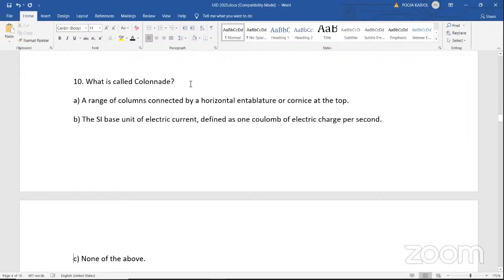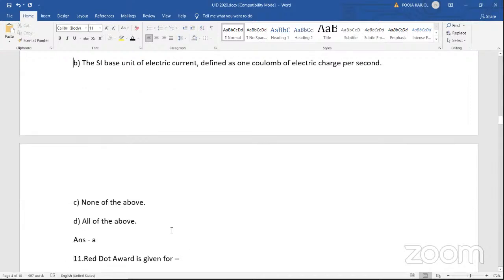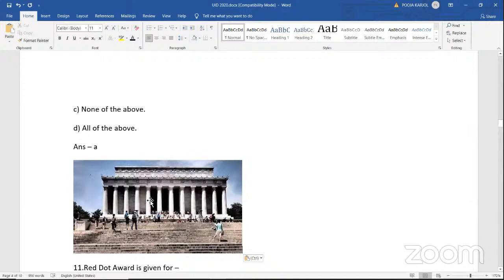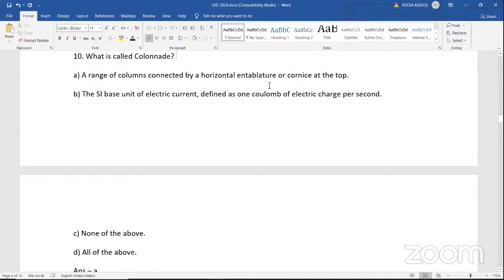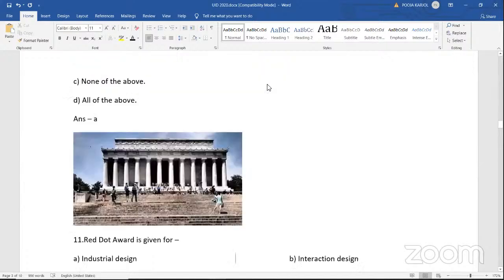What is a colonnade? Any idea? A range of columns connected by a horizontal entablature or cornice. Yes, that is correct. I'll show you what a colonnade actually means, it'll be easier. This is a colonnade. If you compare it with the first option, a range of columns connected by a horizontal entablature or cornice at the top. See, it is connected by a horizontal entablature on the top. It's a series of columns, so it's a colonnade.